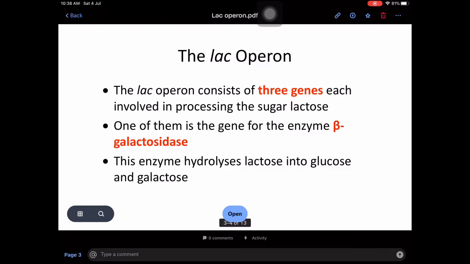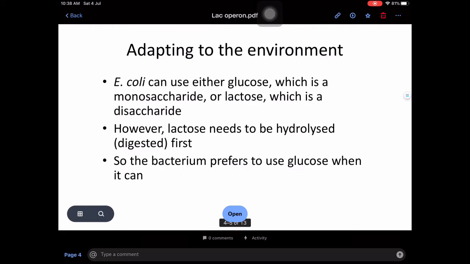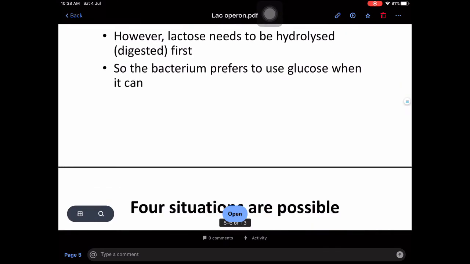A Lac operon consists of three genes, each involved in the processing of the sugar lactose. The most important of the three genes is the gene that codes for the enzyme beta galactosidase, the gene Z. This enzyme hydrolyzes lactose into glucose and galactose. Now, bacterial cells, for example E. coli, prefer to use glucose over lactose. So if both glucose and lactose are present in the medium, they will not waste energy in hydrolyzing lactose, and they will prefer to use glucose.